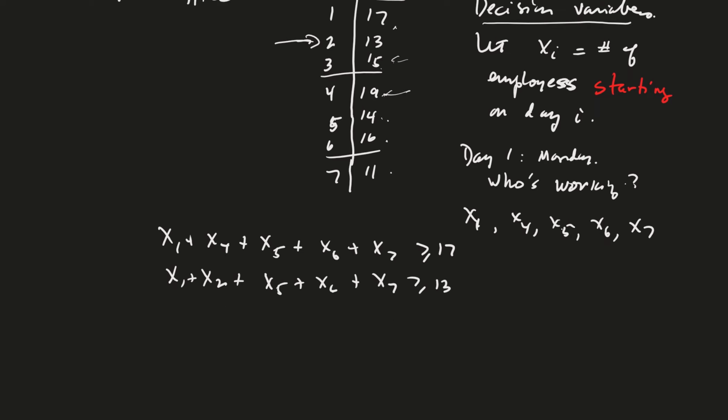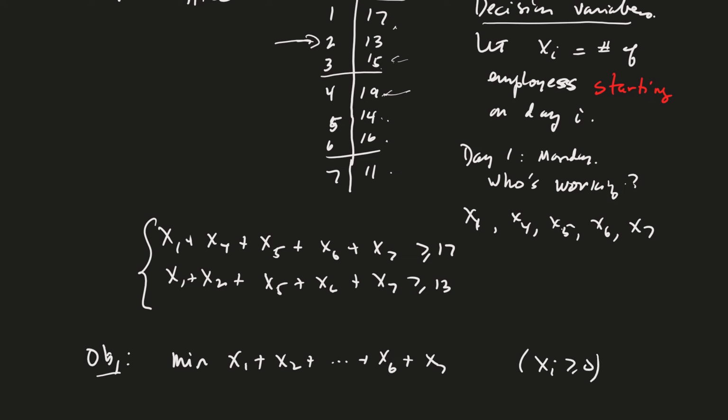And then what is our objective function? I'll let you come up with the remaining constraints. The objective function is that we're minimizing x1 plus x2 plus, and so on, through x6 plus x7. Good. Oh, by the way, we do have the constraint that xi is greater than or equal to 0.